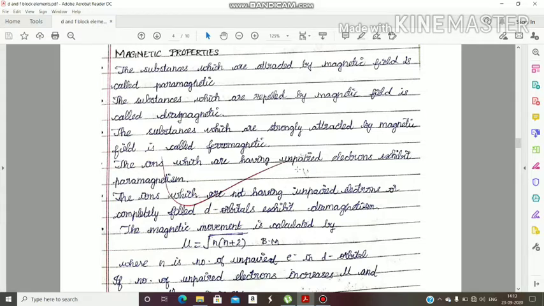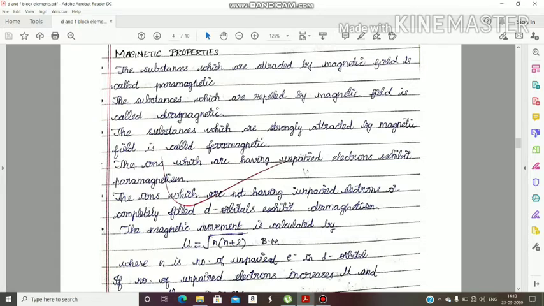See, the ions which have unpaired electrons exhibit paramagnetism. That means if an ion has any unpaired electrons, then those ions exhibit paramagnetism. Those ions are easily attracted towards a magnetic field. If suppose unpaired electrons are absent, then they don't get attracted towards a magnetic field. That is nothing but diamagnetism.